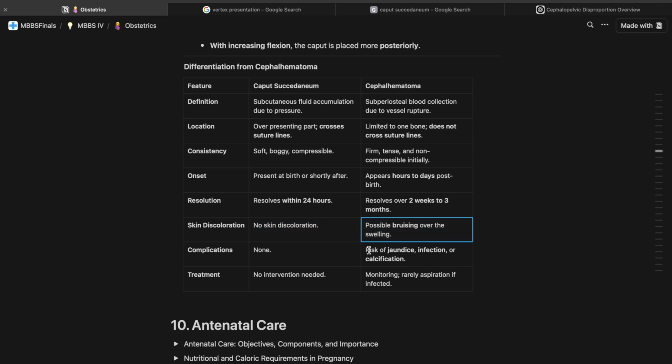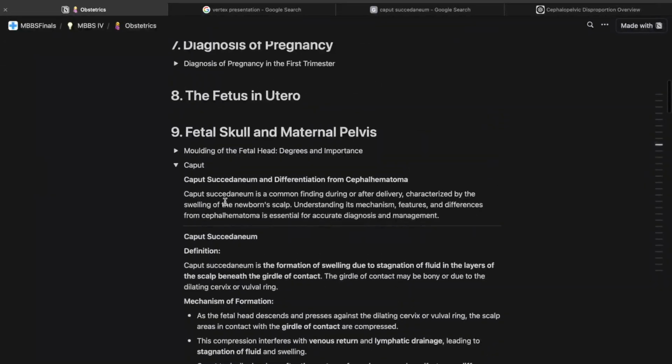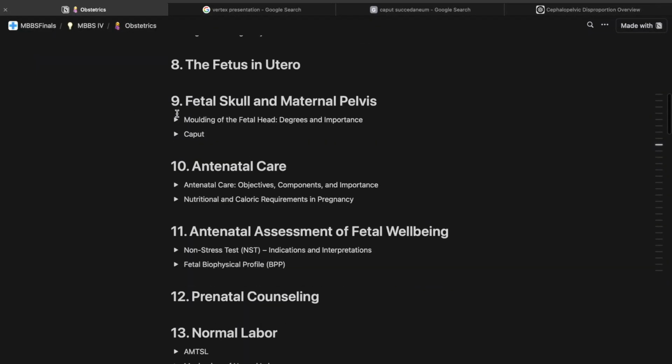Complications: for caput, none. For cephalhematoma, jaundice, because it is a hematoma, so the blood that has accumulated will eventually be lysed and goes through the heme breakdown cycle, leading to jaundice. Infection is possible, as the collection might get infected, and possibly there could be calcification, the accumulated material can get calcified. Treatment: no intervention for caput; monitoring for cephalhematoma. So with this we are done with caput, and the 9th section.